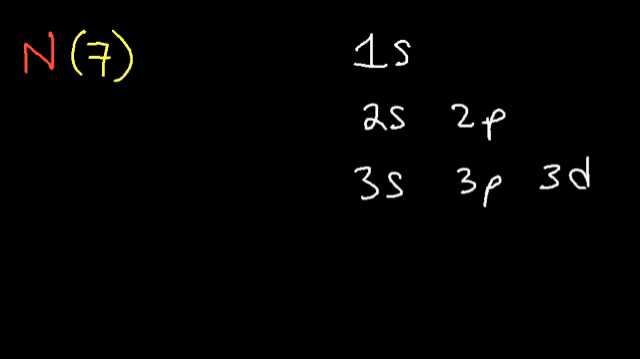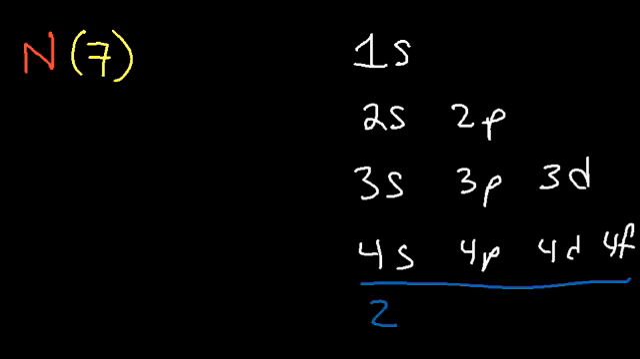In the fourth energy level, we have 4 sublevels: 4s, 4p, 4d, and 4f. So notice that the number of sublevels is always equal to the energy level. Now, the s sublevel can hold up to 2 electrons, the p sublevel can hold up to 6 electrons, the d can hold up to 10, and f can hold up to 14.